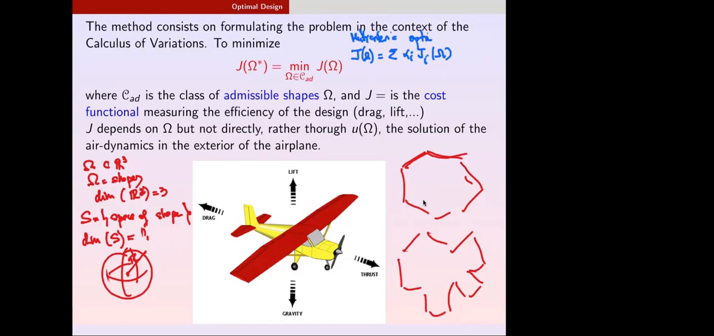There are many, many different criteria you need to optimize, right? And then the question will be how many of these criteria you put into the functional you are minimizing. That's first. And the second one is how do you weight the different coefficients? Because of course, depending on how you choose these weights, alpha i, you are giving more relevance to one functional than to the other.